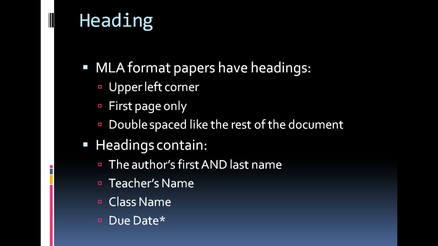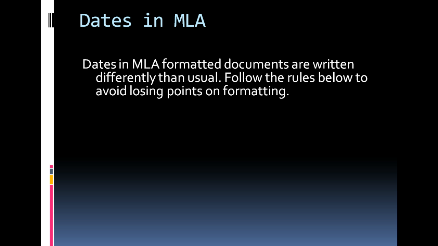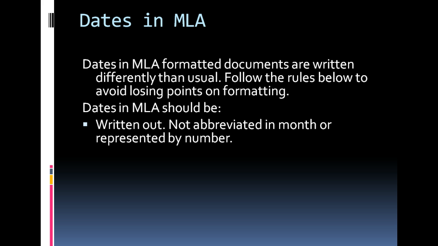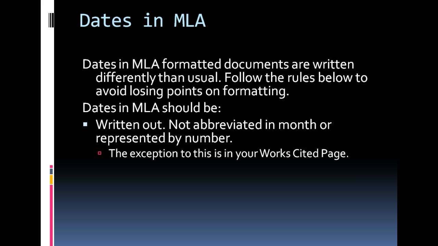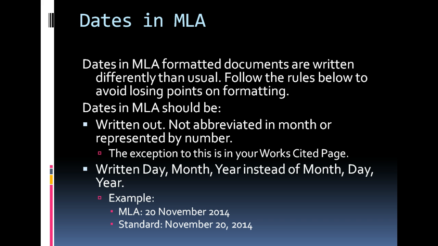Pay attention to typing dates in MLA papers because dates are not written the way they usually are. You need to make sure that your dates are written out and not abbreviated in month or represented by number. The exception to this is your works cited page, which we will talk about when we talk about citation. Your date should be written day, month, year instead of month, day, year, which means if your due date were November 20th, 2014, it would be written 20 November 2014 instead of November 20, 2014.